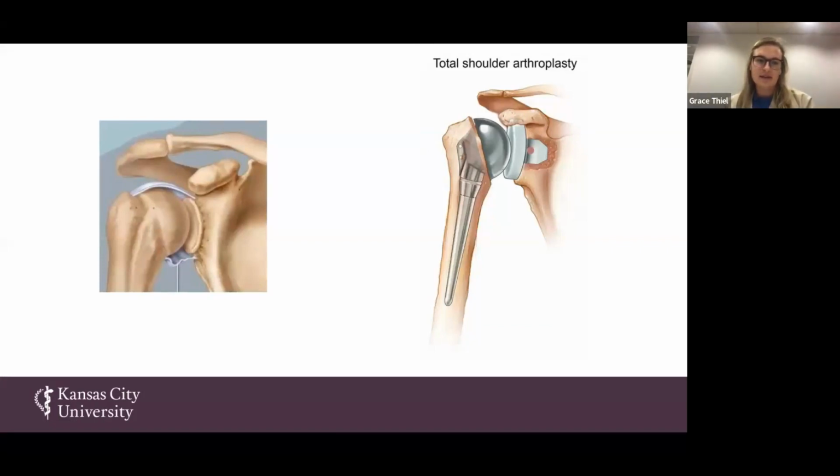So like I was saying, the anatomic location of the humeral head is maintained in this procedure, hence the name anatomic total shoulder arthroscopy.